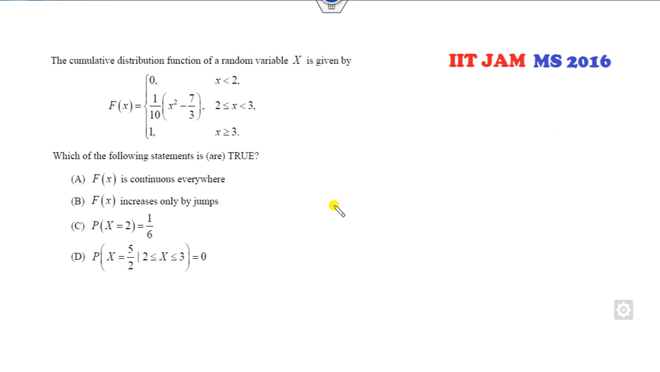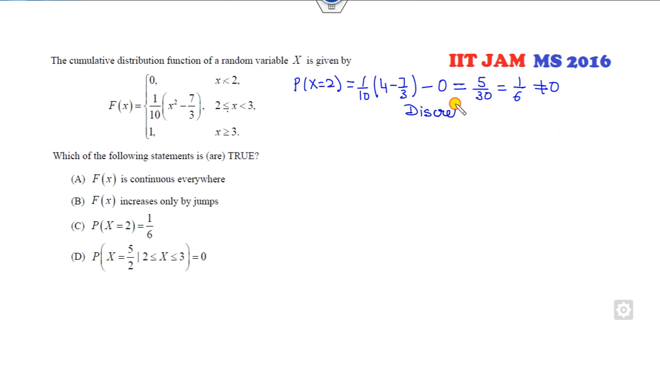Look at this one. The CDF is given to you. First, you can check whether it's discrete or continuous. The breaking point is 2. I can check at the point 2. F of 2, equality appears here. So 1 over 10, 4 minus 7 over 3 minus f of 2 negative. So clearly it is non-zero. 12 minus 5 over 30. So 1 over 6. It is non-zero. That means the problem is discrete.